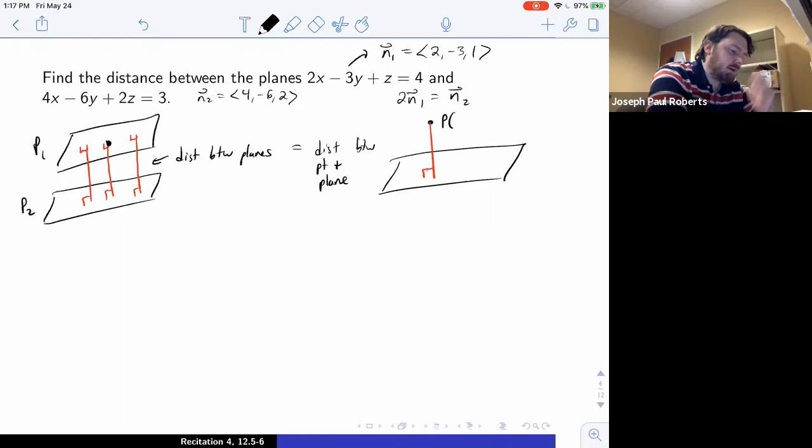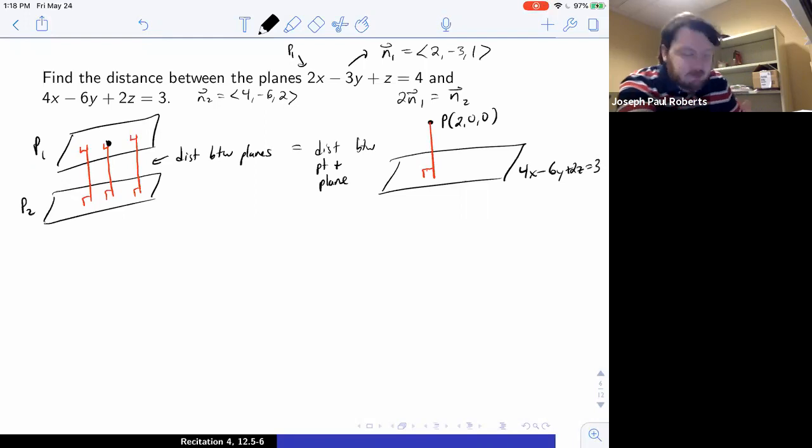So the point on plane 1, we can use, for example, 2, 0, 0, right? 2 times 2, and then 0, 0, that's going to give us 4. So 2, 0, 0 is on plane 1, and then plane 2 is 4x minus 6y plus 2z equals 3. And so now it's a problem that we solved a couple minutes ago. We could do it again just for fun.